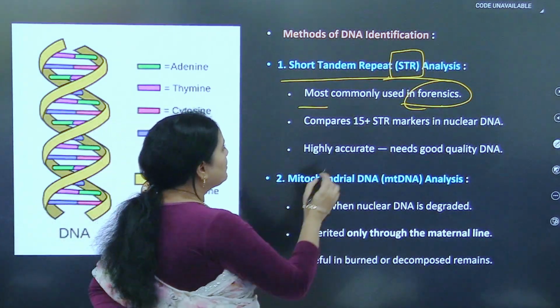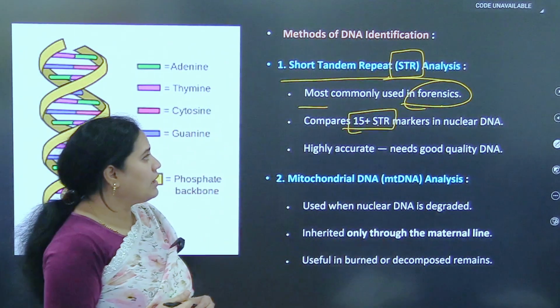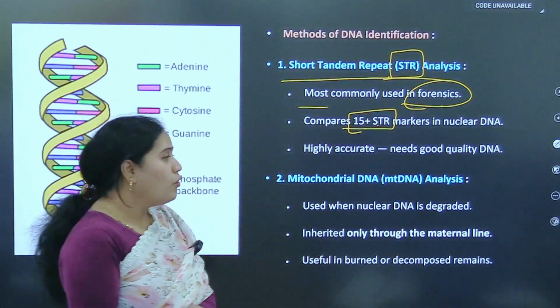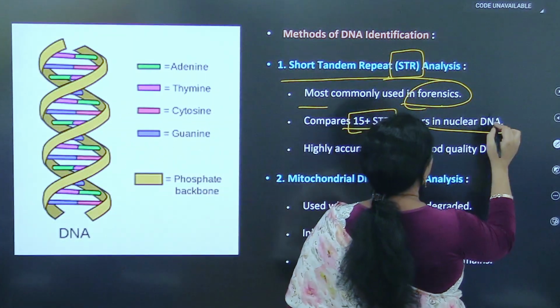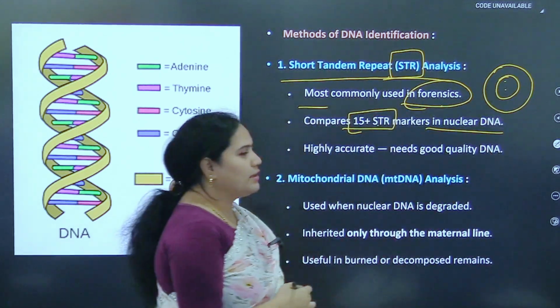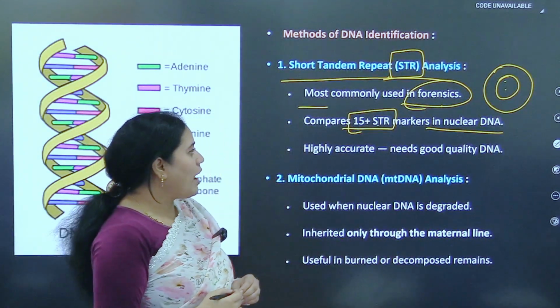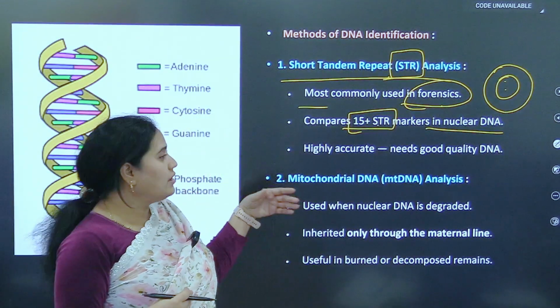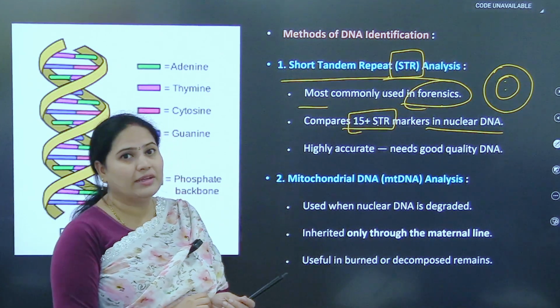It combines 15 plus short tandem repeat analysis markers in the nuclear DNA. What do you mean by nuclear DNA? The DNA which is present in the nucleus of the cell is called nuclear DNA. STR is highly accurate and it needs good quality DNA.